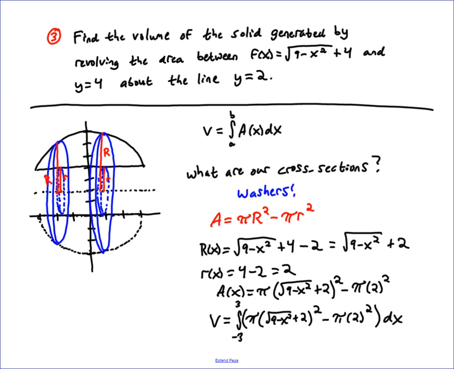Okay, so 3 very different looking problems to start are actually made a lot easier by just identifying this pattern we can follow. And that pattern is: identify the cross sections, use that to find the area of those cross sections with respect to x, and then integrate across whatever our bounds are.